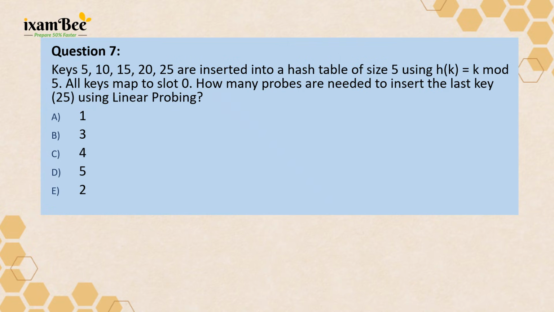In this question, keys 5, 10, 15, 20 and 25 are inserted into a hash table of size 5 using the hash function k mod 5. All keys map to slot 0. How many probes are needed to insert the last key, which is 25, using linear probing? Here, the answer would be D, 5. Here, all the keys are mapped to slot 0. So, in order to get a space for 25, we will have to probe it 5 times, and on the 5th probe only, we'll get a place to store this value, which is 25.